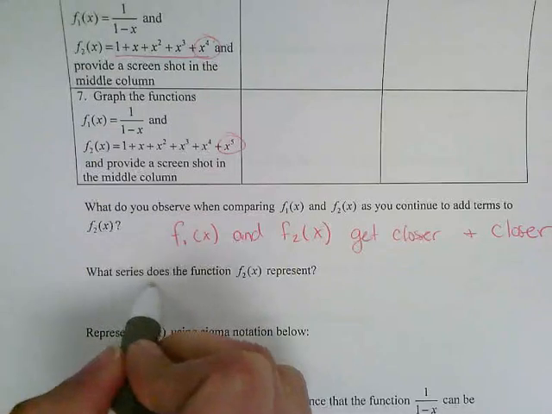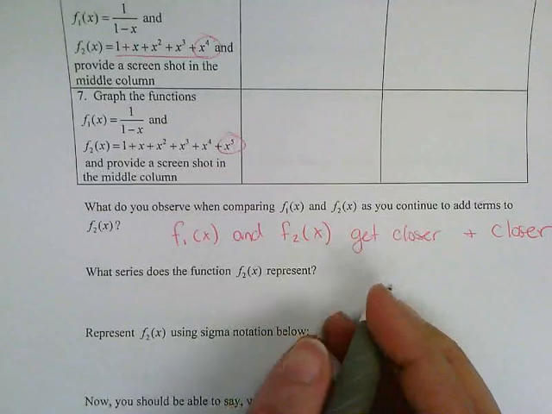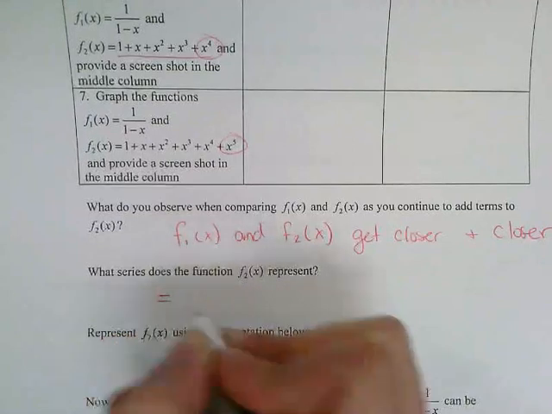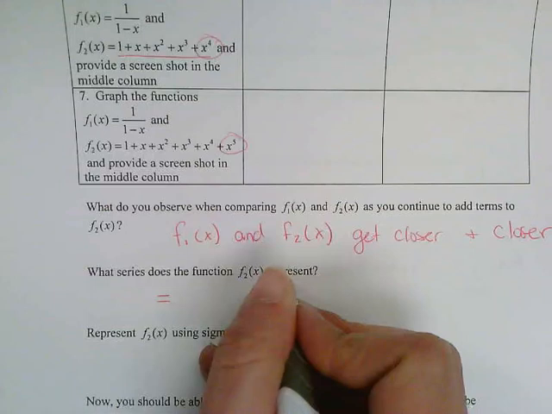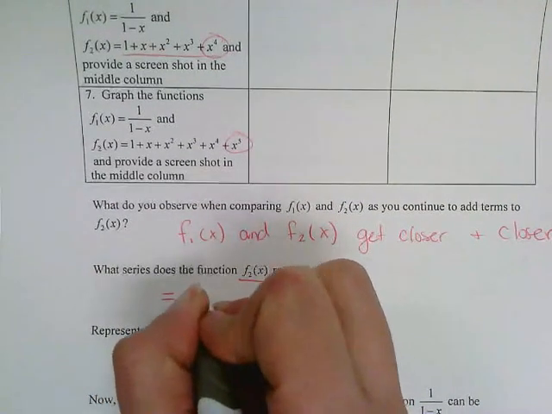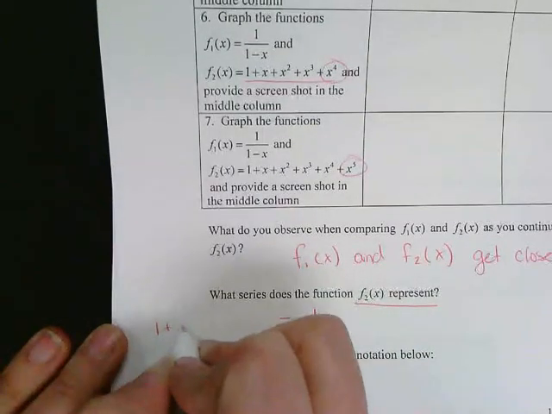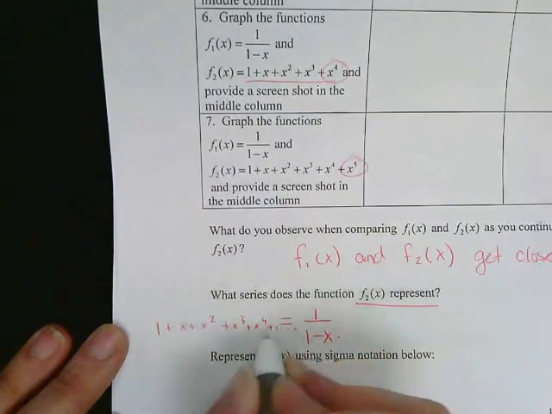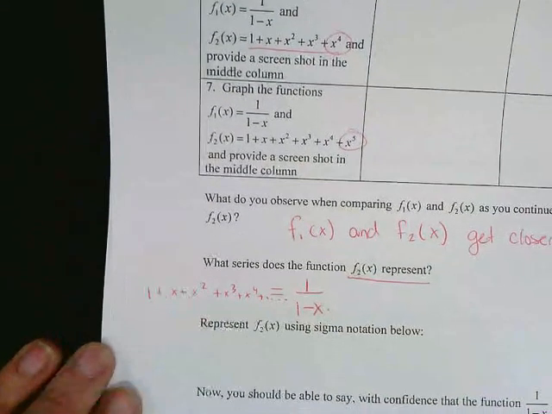So what series does the function f2 represent? It represents the function 1 over 1 minus x. So the idea is that 1 plus x plus x squared plus x cubed plus x to the fourth and so on, all the way to infinity, will eventually be exactly the same as 1 over 1 minus x.